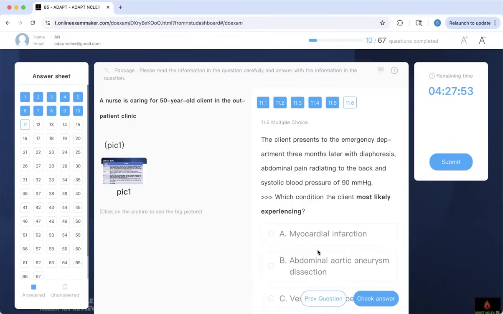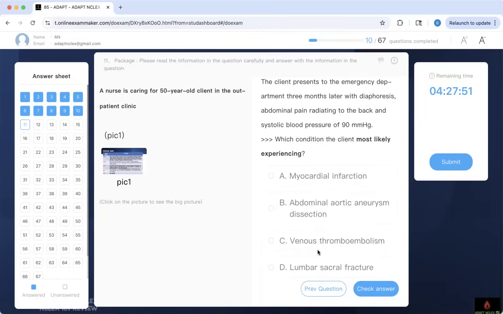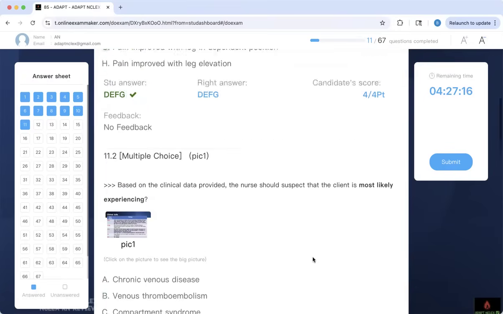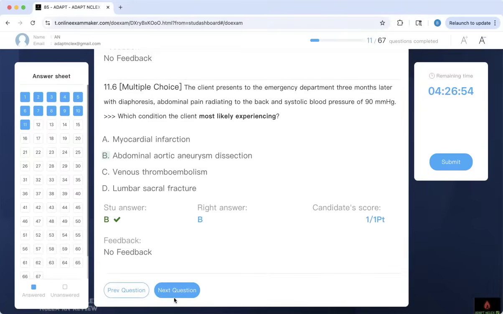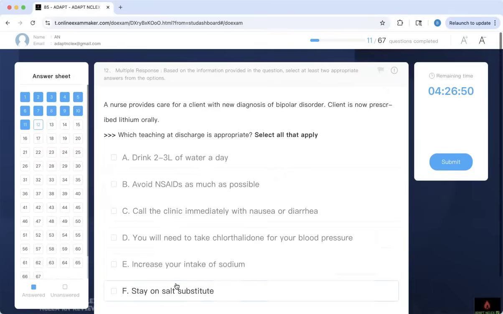Classic presentation. Remember, these are all interconnected. This is no myocardial infarction. I'm not talking about your chest. I said the abdomen, eliminated. Venous thromboembolism. I'm not talking about your leg. Lumbosacral fracture, of course. But the fact that your blood pressure is going down, I'm going to pick this. And this is the classic AAA question. Abdominal aortic aneurysm and peripheral arterial disease.